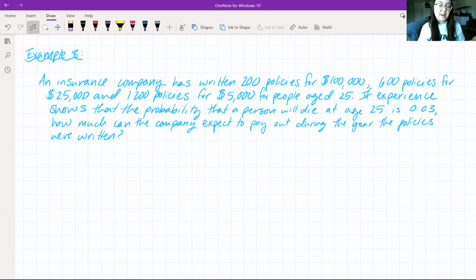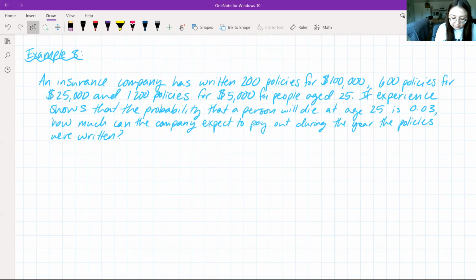All right, now for our final example here, we have an insurance company has written 200 policies for $100,000, 600 policies for $25,000, and 1,200 policies for $5,000 for people aged 25. If experience shows that the probability that a person will die at the age of 25 is 0.03, how much can the company expect to pay out during the year that the policies were written?